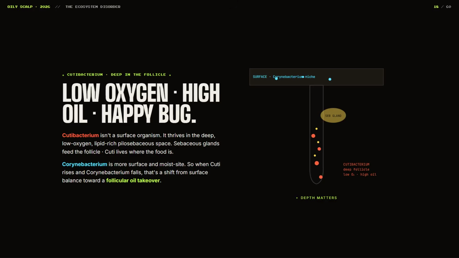The Cutibacterium point is especially important here. I want to bring that up again because Cutibacterium lives deeper in the pilosebaceous unit, where oil and a lower oxygen presence create the perfect niche for it. If Corynebacterium and Cutibacterium, which are kind of battling in the sebaceous glands, have an upset in this competitive balance that favors Cutibacterium, you're going to see it become more dominant, and it's going to inflame the sebaceous unit of the hair follicle.